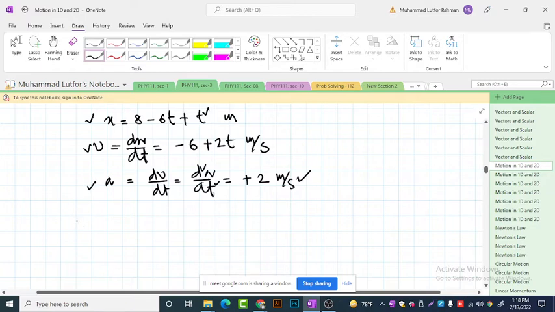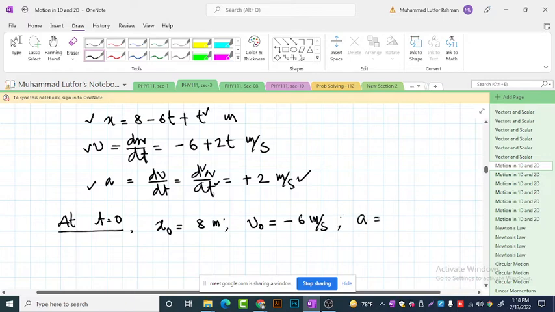Alright, that's great. Now I'm going to find some parameters at t equal to 0 second. That means when it starts, what was its position? I write x naught, that is going to be 8 meter, right? The velocity v naught is going to be minus 6 meter per second, and the acceleration is independent of the time. Look at this, there is no t in that acceleration, so it is independent of the time.